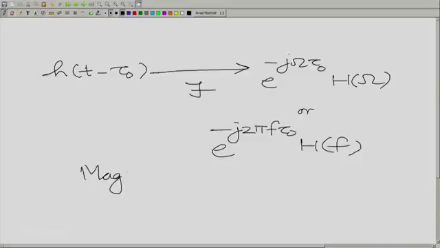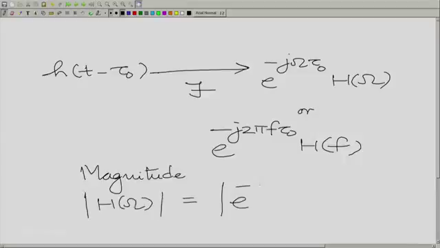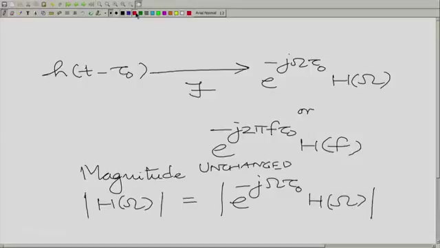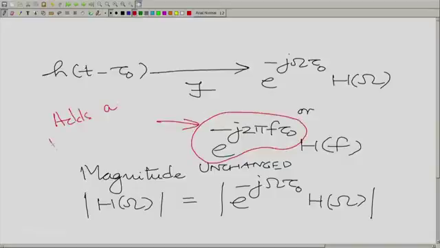So, essentially the magnitude of H of omega is the same as the magnitude of e raised to the power minus j omega tau 0 times H of omega. The magnitude is unchanged, and this multiplying factor adds a phase of 2 pi f tau 0 or omega tau 0 to the Fourier transform. So, it is very interesting. When you shift a function in time, the magnitude of the Fourier transform is unchanged. What changes is the angle or the phase of the Fourier transform.